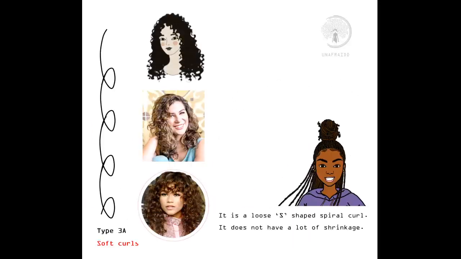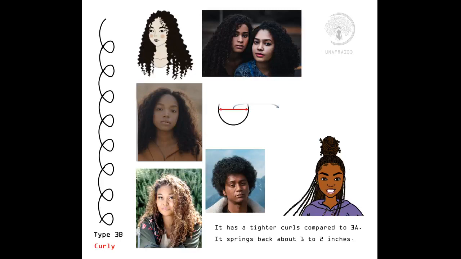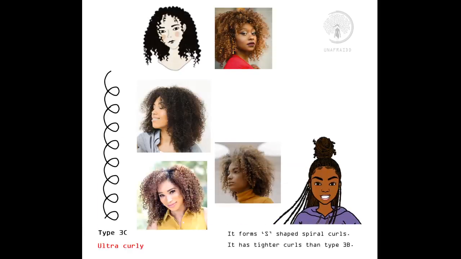3A is a loose S-shaped spiral curl. It does not have a lot of shrinkage. Curve diameter is similar to that of a marker. 3B has tighter curls compared to 3A. It springs back about 1 to 2 inches. Its curve diameter is similar to that of a pencil. 3C forms S-shaped spiral curls. It has tighter curls than type 3B. Its curve diameter is similar to that of a corkscrew.